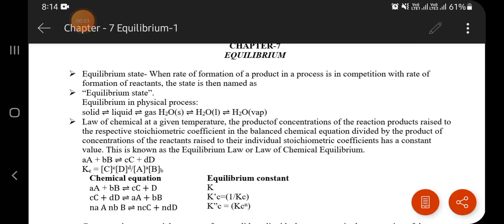In this video lecture, we will cover a new chapter of chemistry, that is equilibrium. So let's begin with today's video.